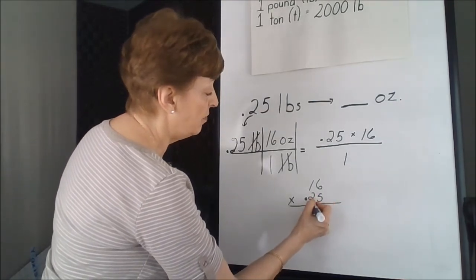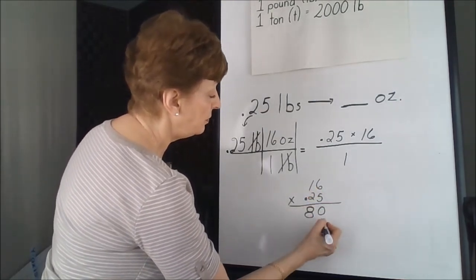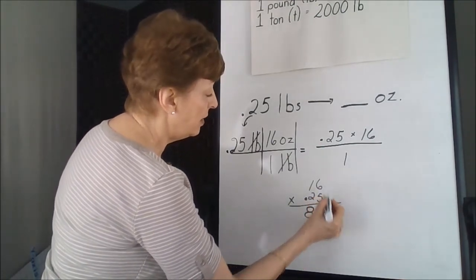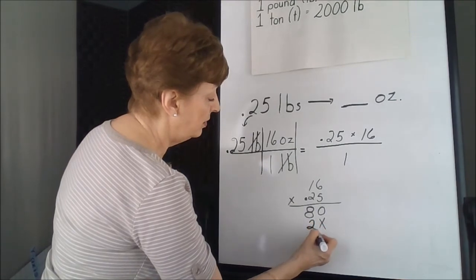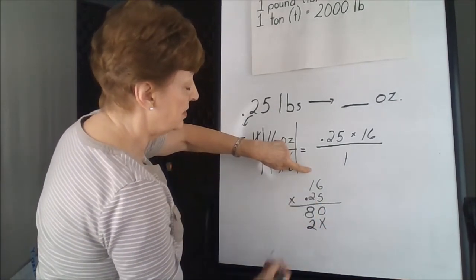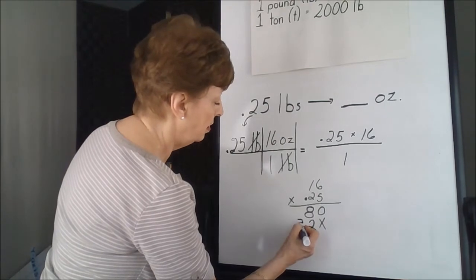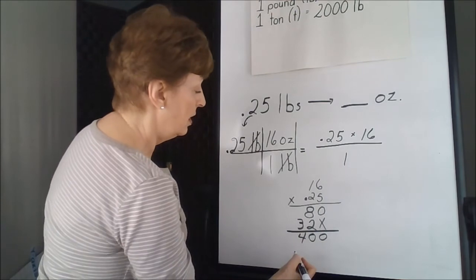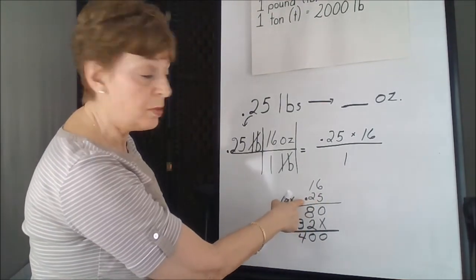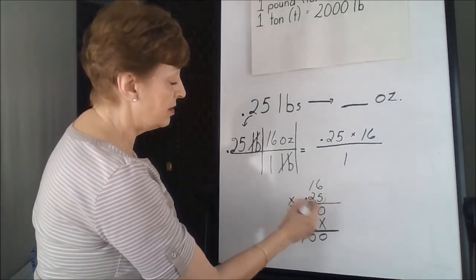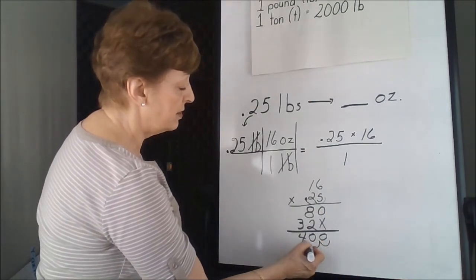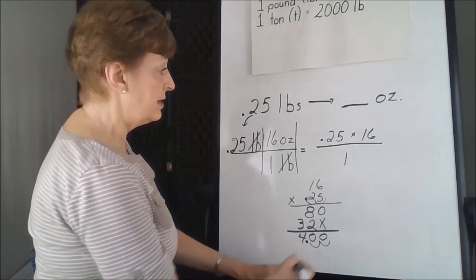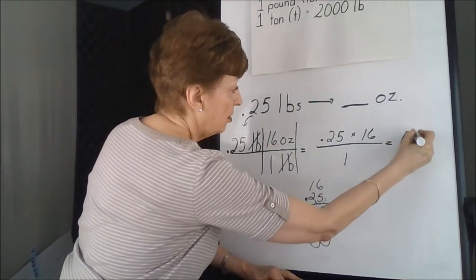All right, now I'm switching over here to multiply by the 2. If you need a placeholder there, that's fine. 2 times 6 is 12. Carrying the 1 again. 2 times 1, 2, and 1 more is 3. So we have 10, we have 400. Now we're going to place our decimal point. It's 2 places over, 2 places over. So this decimal is placed right there. And our answer is 4 ounces.